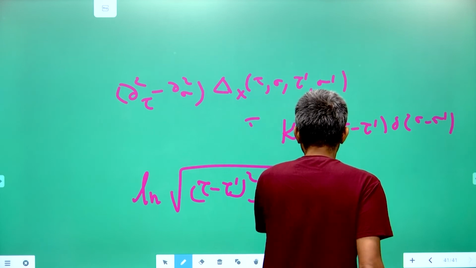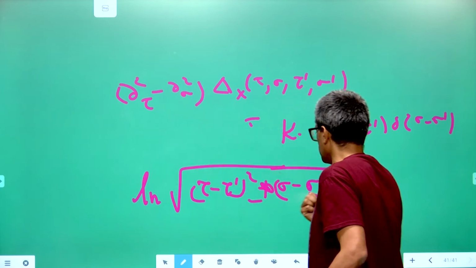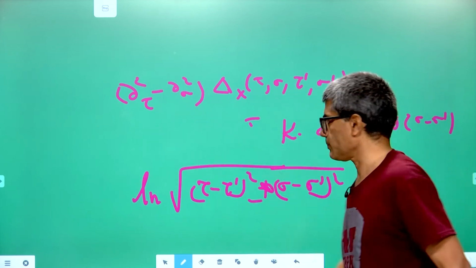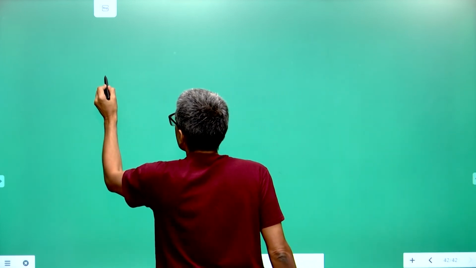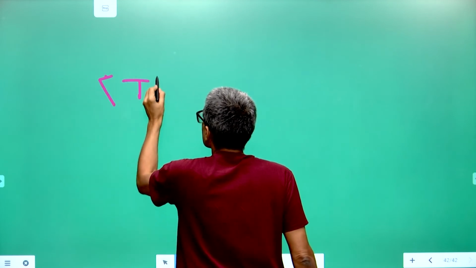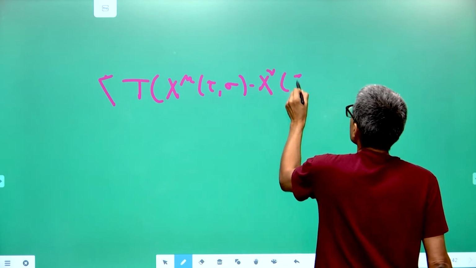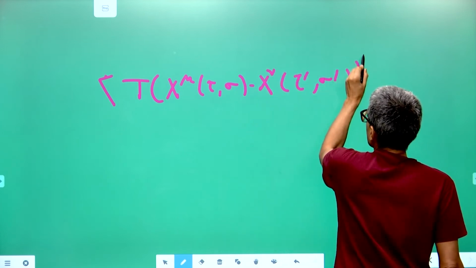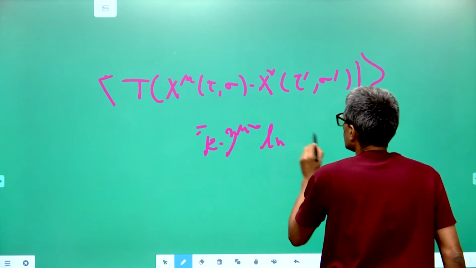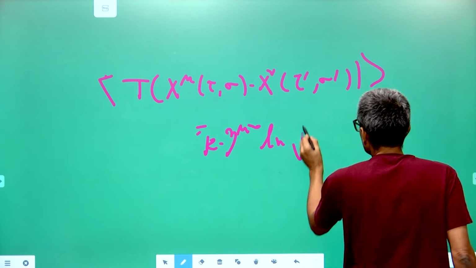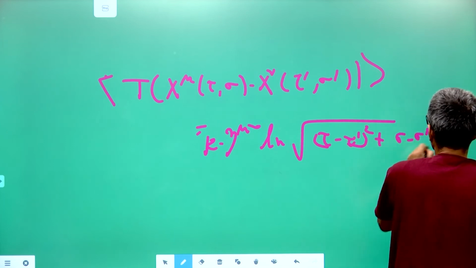If you put a Laplacian operator, it will be plus. If you change σ to iσ, you will get a minus here. So this is the string propagator. Now you can calculate the correlations using the string propagator. In summary, you have the vacuum expected value of X^μ(τ,σ) multiplied by X^ν(τ',σ'). This is equal to k times η^μν times log of the square root of (τ − τ')² plus (σ − σ')².